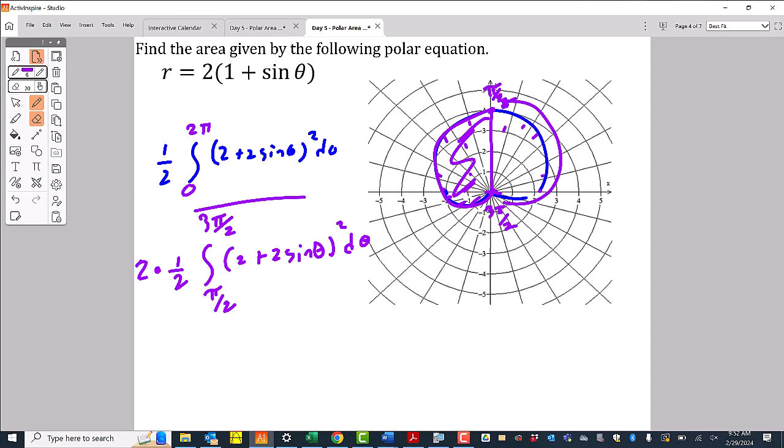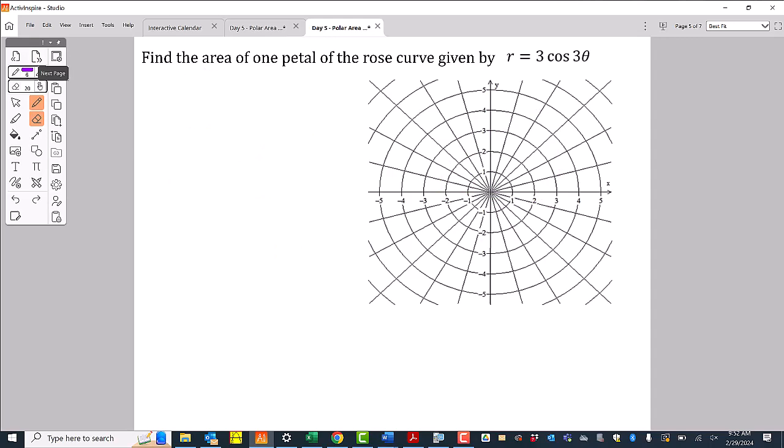Let's look at another example. This one, we have a rose curve, 3 cosine 3 theta. So that's this curve right here. Okay, and so this is our rose curve. It wants the area of one petal. So we have our area formula.